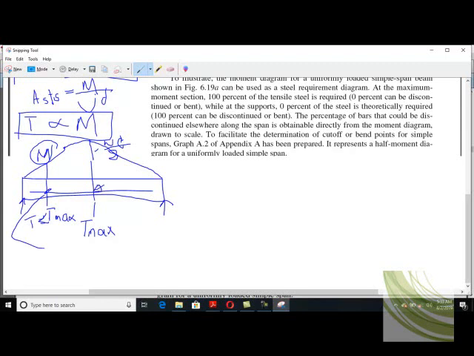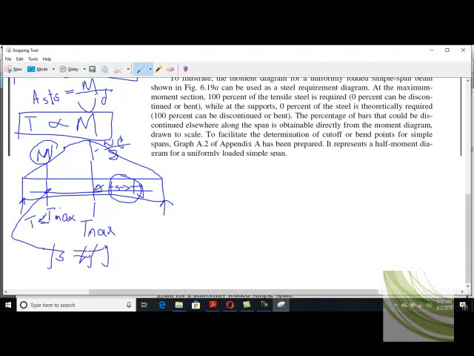So we are ensuring that the tensile stress in the steel at this point reaches Fy, or we assume that the stress is equal to Fy. This assumption will not be true at this other point, because there Fs will not equal Fy. Clear?